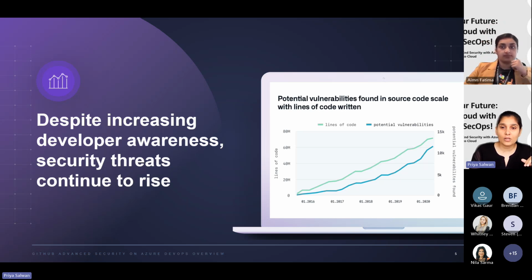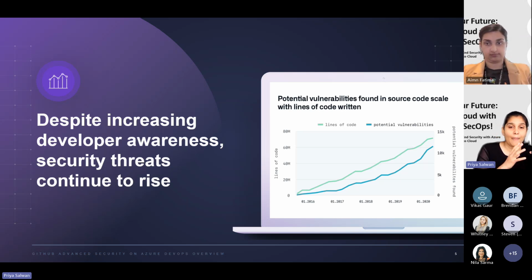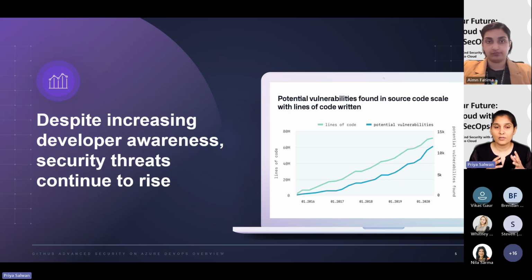And as you can see in this chart, there is a clear correlation between the lines of code written and the potential vulnerabilities present in this code. This is not really surprising considering the complexity of modern software development and the evolving tactics of malicious hackers. As the software becomes more sophisticated, so do the threats against it. More lines of code will mean more potential entry points that can be exploited.